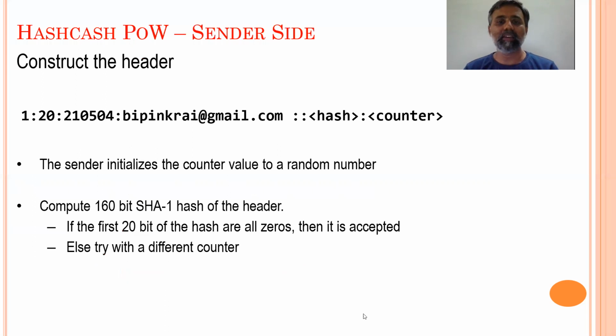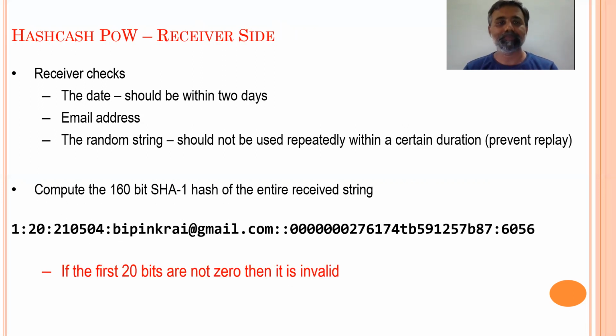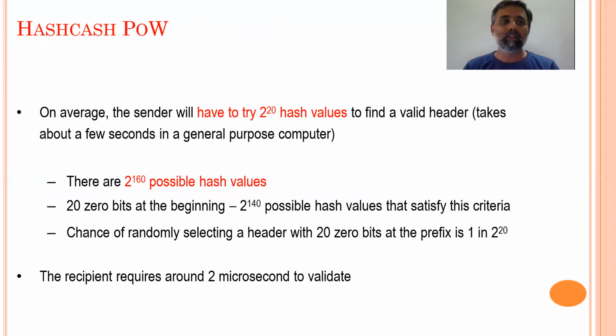So for the receiver, it is very easy to validate and check it. And for the sender, it is the difficult work. He has to select a counter and compute the hash. And when he gets the first 20 bits as zero, then he will be able to send that message. So this is a very good example of proof of work.